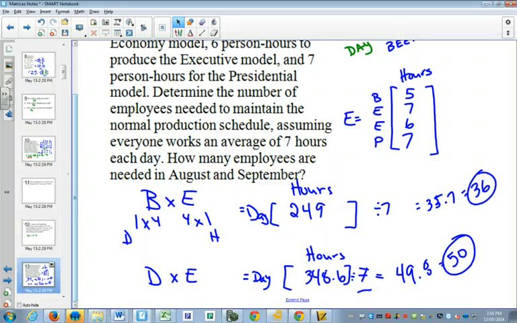All right, so I've got some for you to work on. I'm going to find something wrong. I think this one's going to be good.